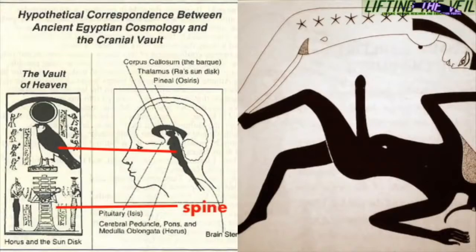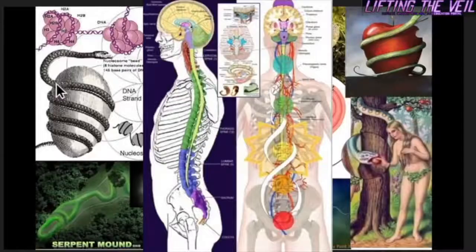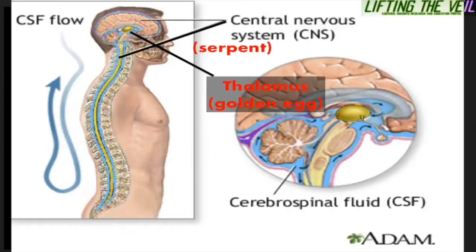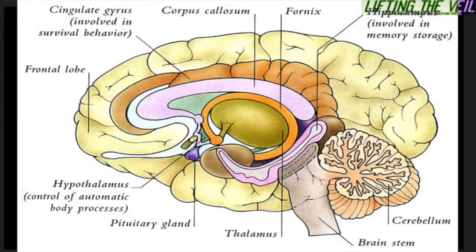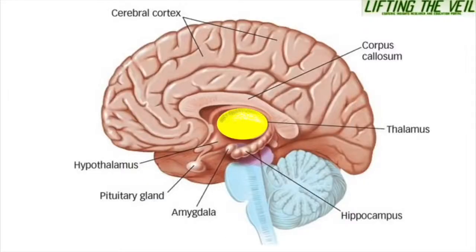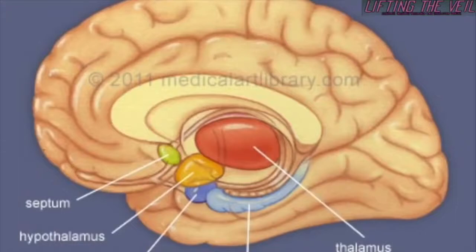The vault of heaven, and below the waist, below the belt, the serpent represents the human spinal column. The Kundalini serpentine energy ascends up the spinal column to the pineal gland inside the center of the skull. The spinal column is the cosmic pillar, and the golden egg lies in the center of your brain, the thalamus, or the diencephalon, or the putamen. The putamen.